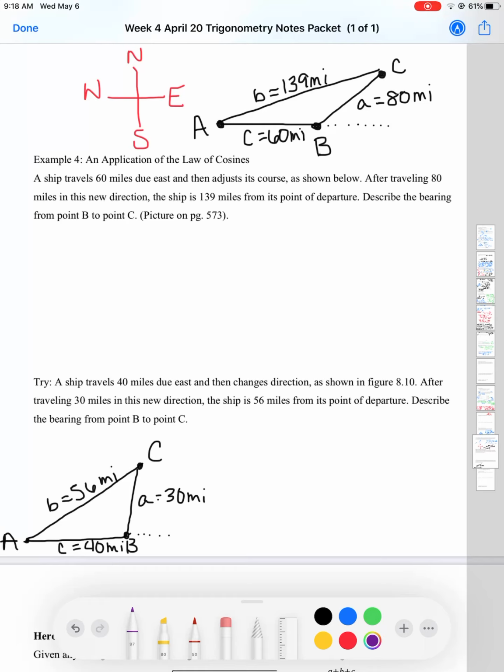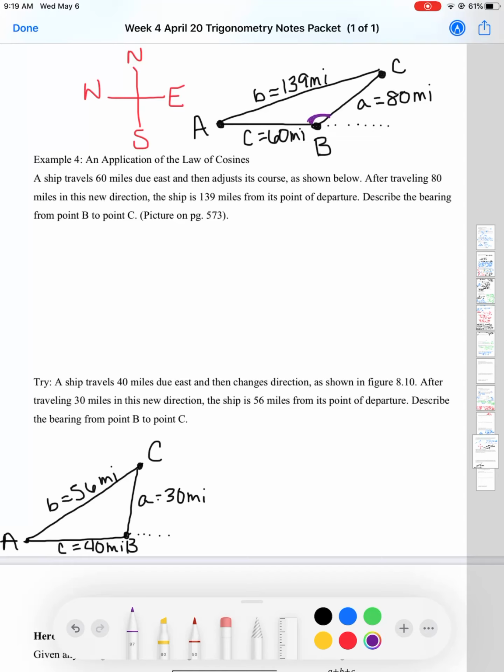So I've drawn the picture that's in your book. I've done my best. A ship travels 60 miles due east and then adjusts its course as shown above. Describe the bearing from point B to point C. Since we want from point B to point C, we're going to want to find the angle of B.